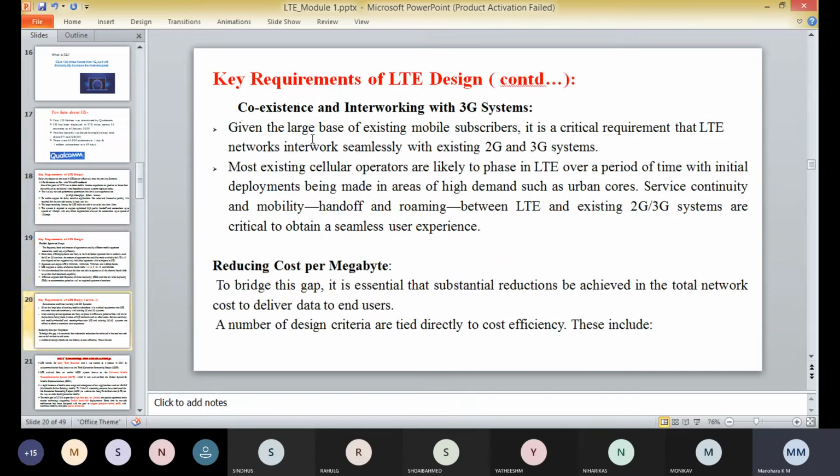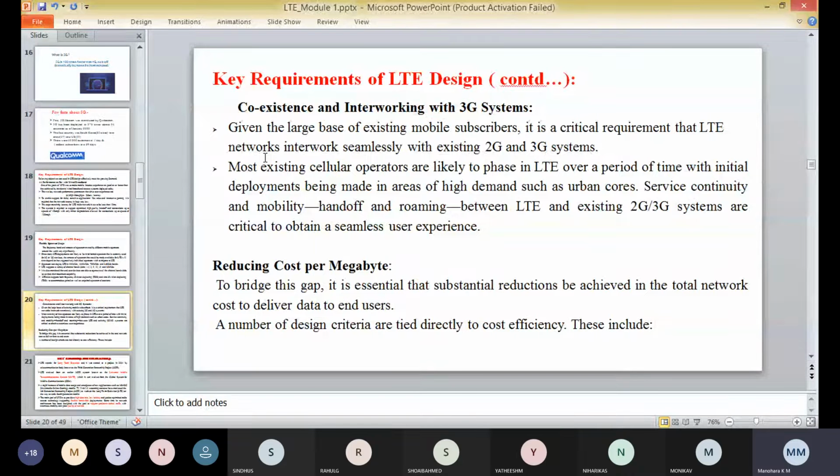And the second one is the coexistence and interworking with 3G systems as well as non-3GPP systems. So here, given the large base of existing mobile subscribers, it is a critical requirement that LTE networks interwork seamlessly with the existing 2G and 3G systems.